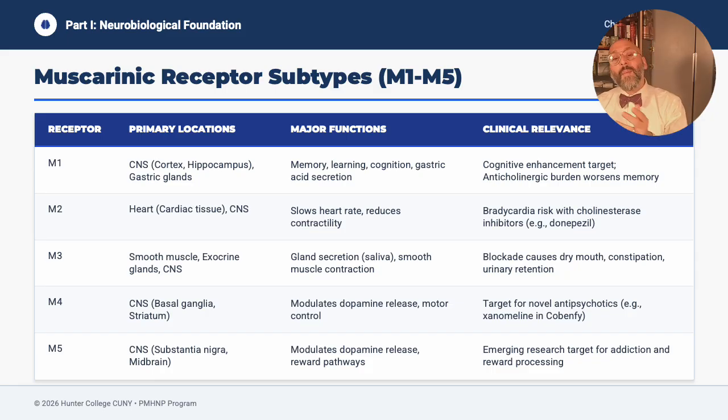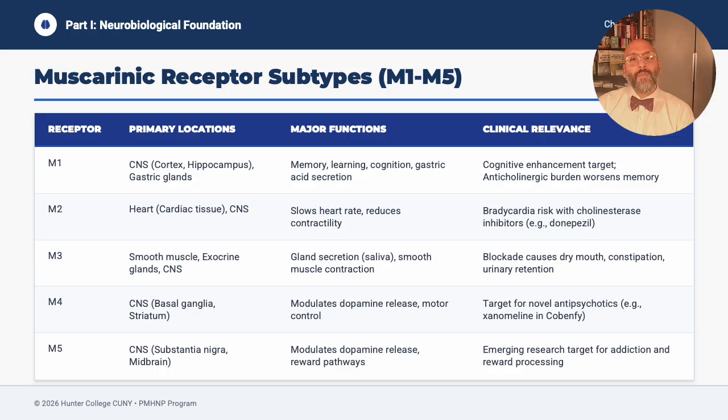And then finally M5, which is the reward and addiction pathway located in the midbrain, including the substantia nigra. These receptors influence dopamine release in the reward circuits. So M5 is not yet a routine drug target, but there is emerging research focusing on it for addiction and reward-based disorders. So this receptor is about where the science is heading, not what you prescribe today or tomorrow.